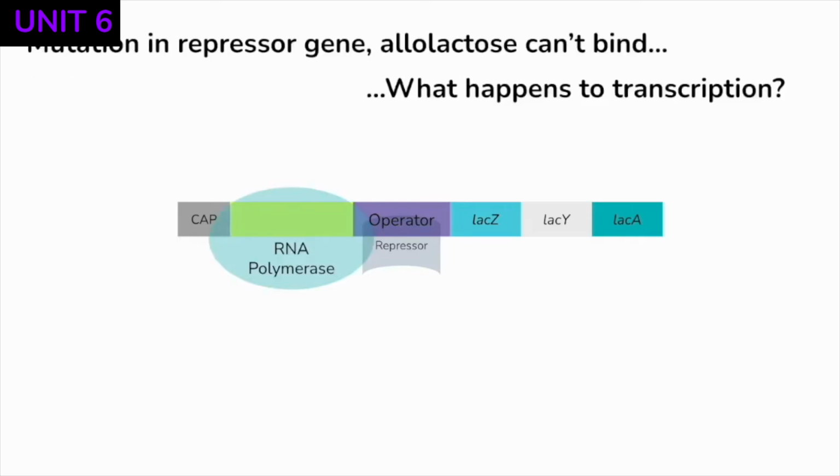So let's apply this. Let's say there's a mutation in the gene that codes for our repressor protein. Remember, the repressor is a protein itself as well. And in that mutation, allolactose can no longer bind to the repressor. What happens to our transcription? Well, if allolactose can't bind to the repressor anymore, that means the repressor stays on the operator because the repressor will not be removed unless allolactose binds to it. When allolactose can no longer bind to the repressor and the repressor stays on the operator, RNA polymerase can no longer move down the operon and transcribe the genes to generate these proteins. So we have low or no levels of transcription.